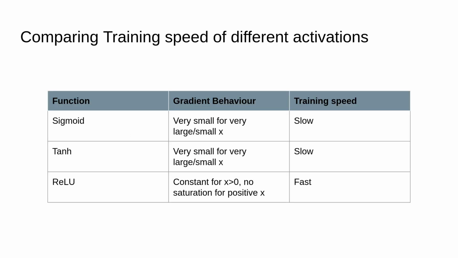As you can see, ReLU avoids the small gradients that slow down learning in sigmoid and Tanh, making it the better choice for most modern neural networks.